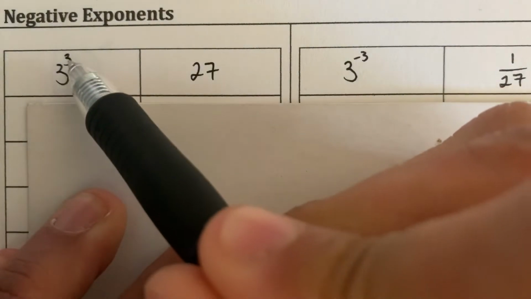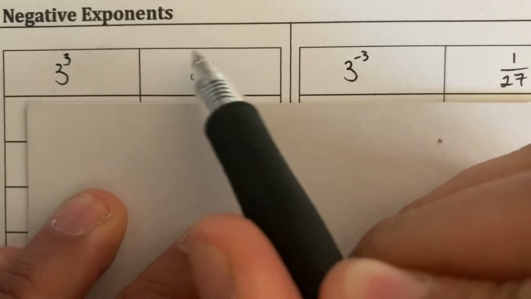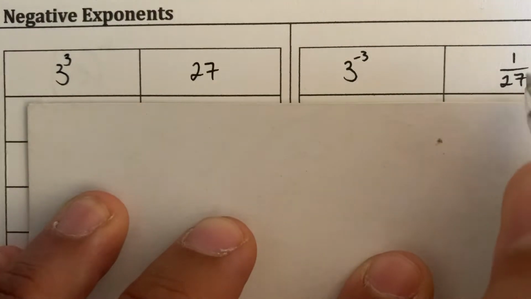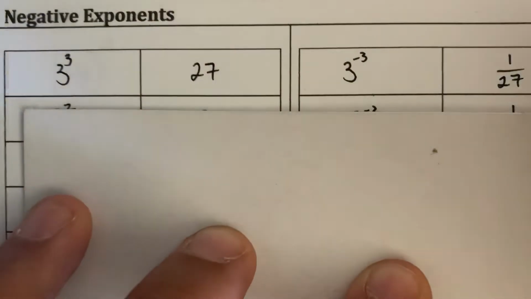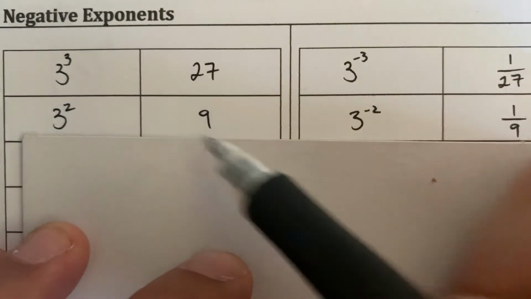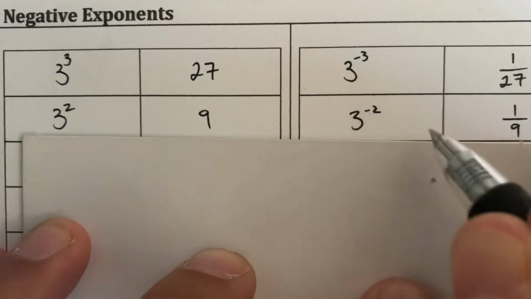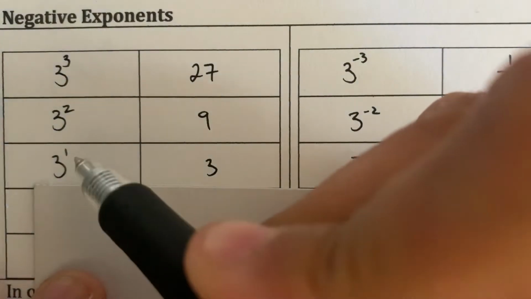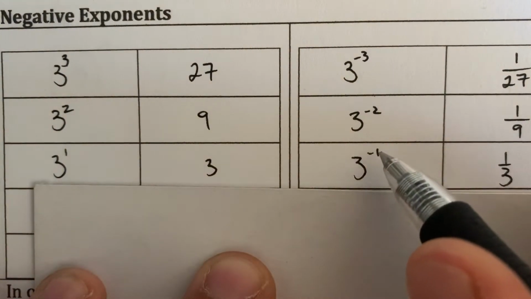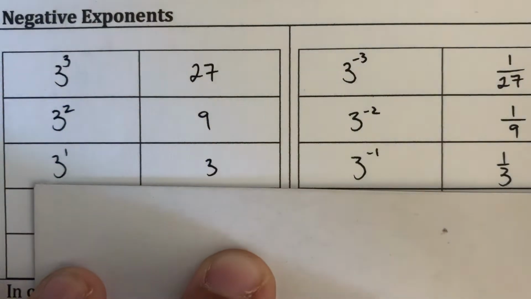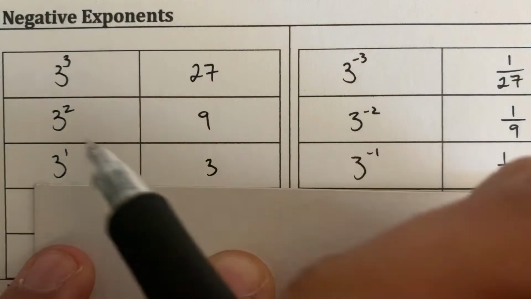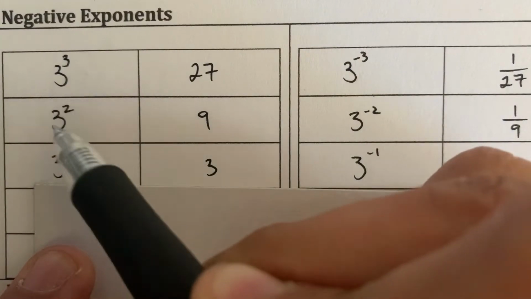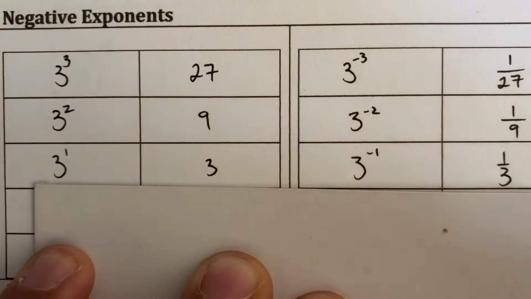So if 3 to the third, that's 3 times 3 times 3, we get 27. Well, 3 to the negative third is going to be 1 over 27. Let's look at 3 to the second. 3 to the second is 9, and 3 to the negative second is actually 1 over 9. 3 to the first is 3, and 3 to the negative 1 happens to be 1 over 3. So you should see a pattern starting to emerge: for the negative one, you just get the positive version, the 9, and you put it in a fraction.